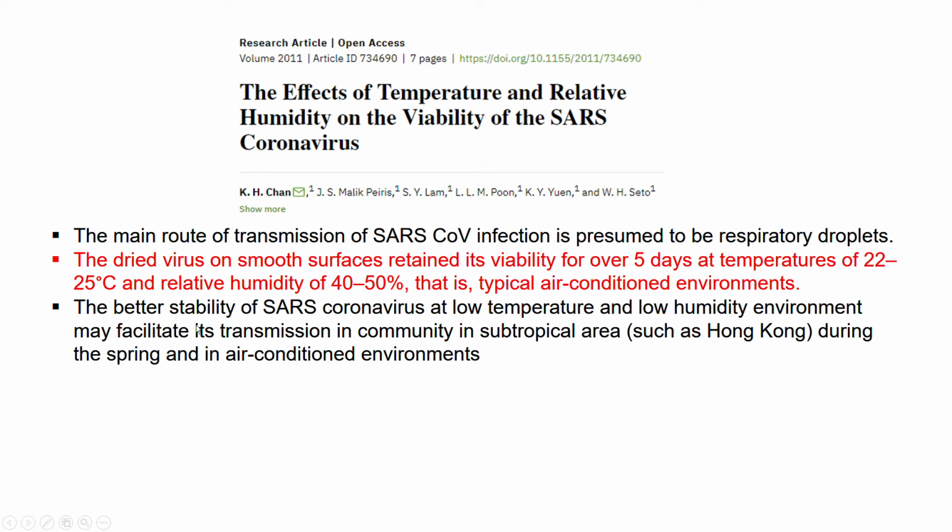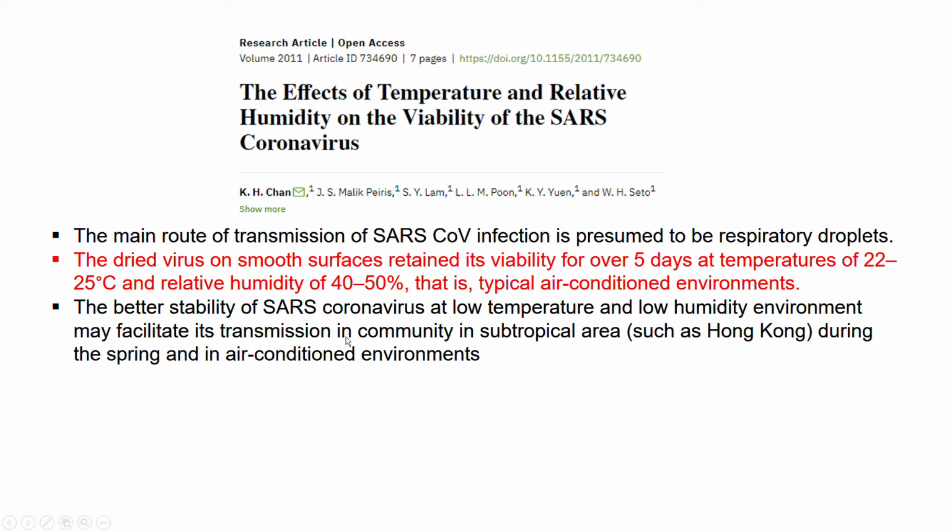The better stability of SARS coronavirus in a low temperature and low humidity environment may facilitate its transmission in countries and subtropical areas such as Hong Kong. This is what this study concluded, that it is going to happen more in Hong Kong during the spring and also in air conditioned environments.